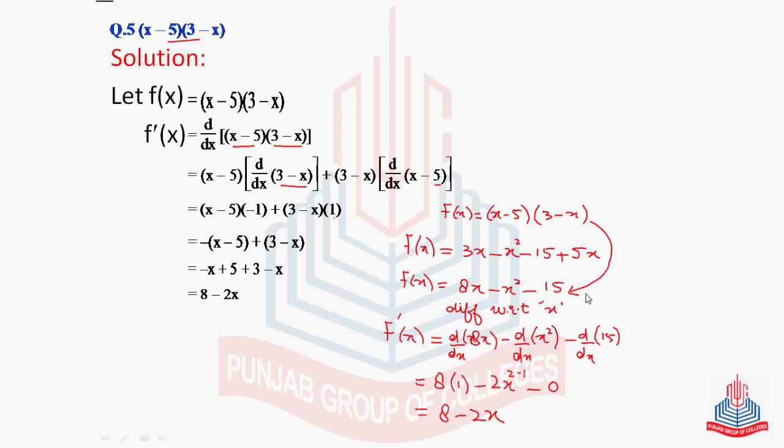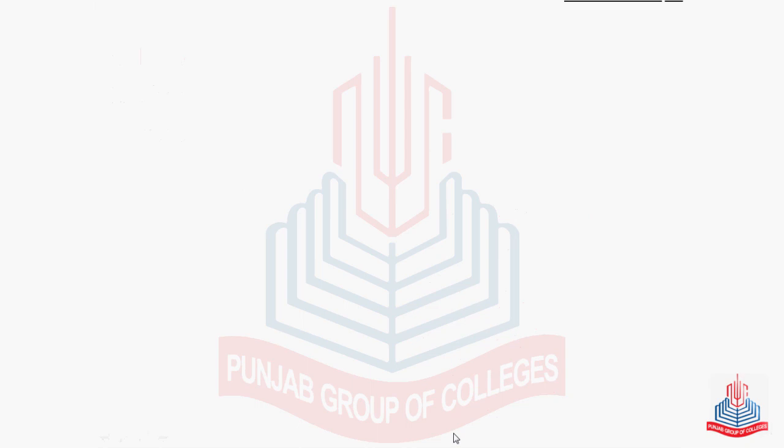Rather than using our theorems, either the product theorem or the quotient theorem. So this is another technique to solve a question which is in the form of a product. Our next question is differentiate square root of x minus 1 over square root of x, whole square.